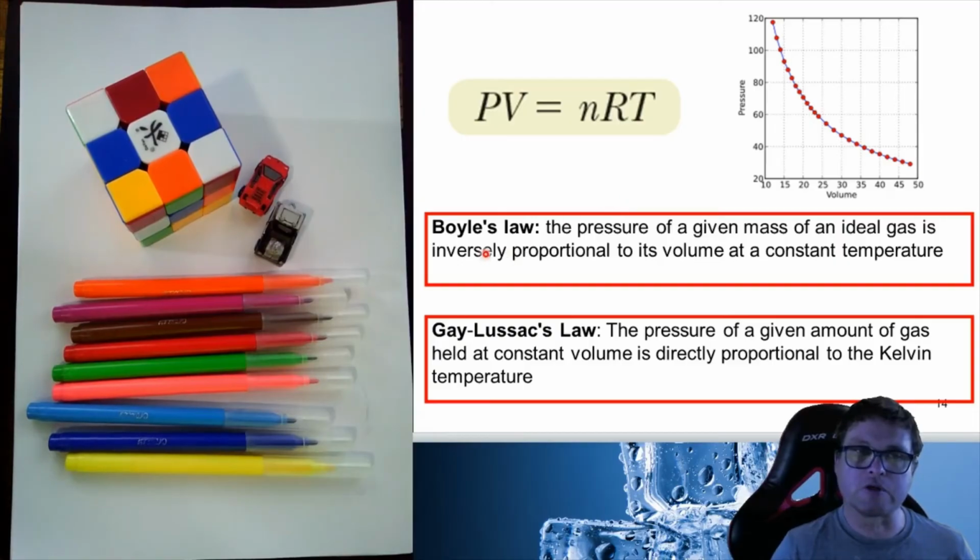So Boyle's law speaks about the relationship between pressure and volume when the number of moles and the temperature are constant. Gay-Lussac's law speaks about the relationship between pressure and temperature when the volume and the number of moles are constant. You'll note that the shape of the graph we get is a hyperbola if we plot pressure versus volume.